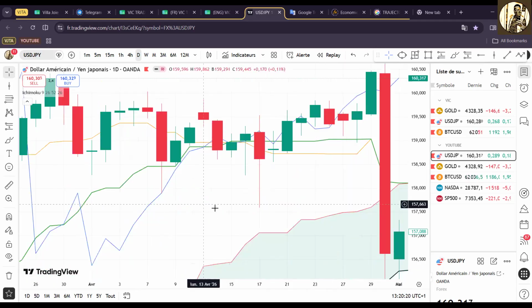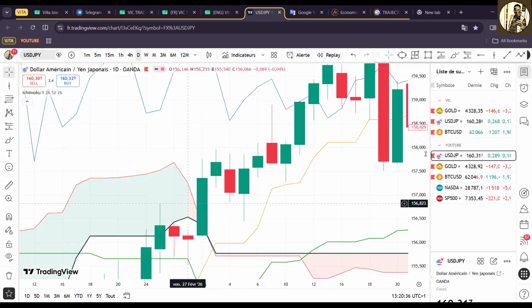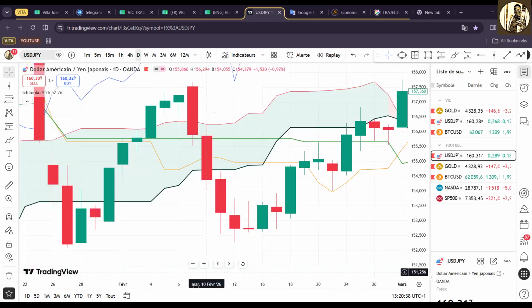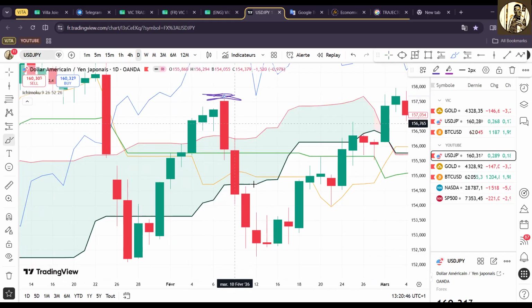Look at this Kijun. Kijun is touched here by this candle, and then the price moved above Tenkan. We are on daily. For this Kijun inverted to the downside, Kijun is touched here, then the price moved below Tenkan. That's the first time touched, and it works. So there is no problem.